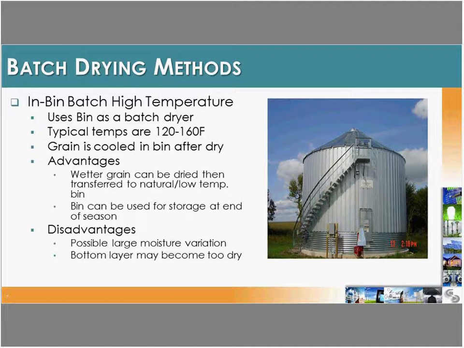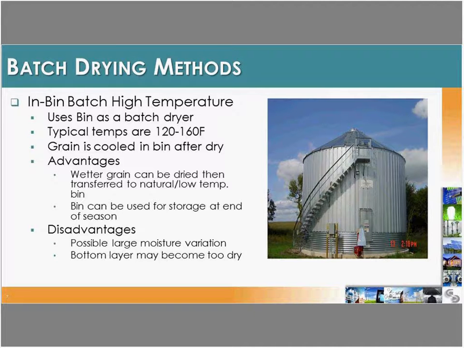So wetter grain can be added. It can be transferred to the low temperature bin if you have available space for that. And then the bin can be used for storage at the end of the season. So a disadvantage, or a couple of them, would be possible large moisture variation, and the bottom layer may become too dry.